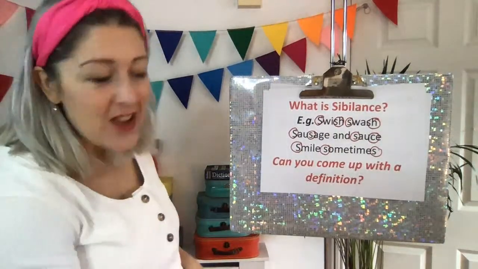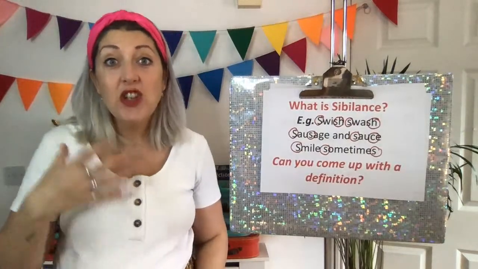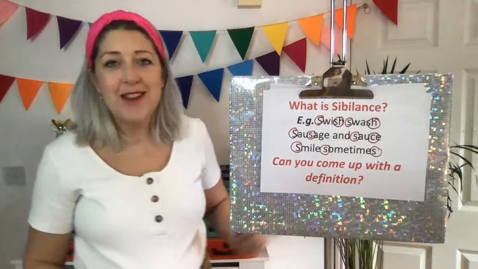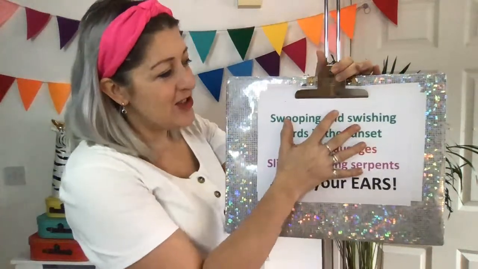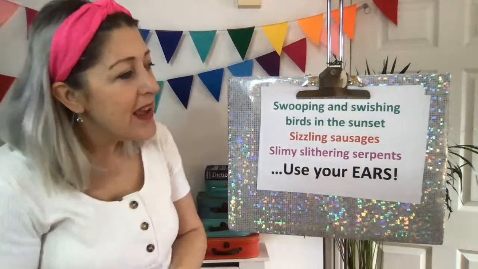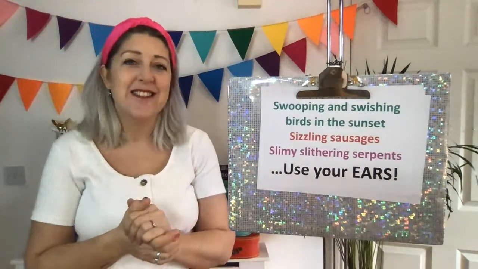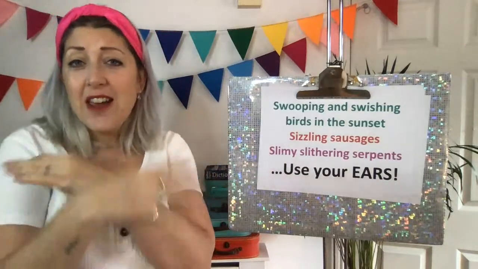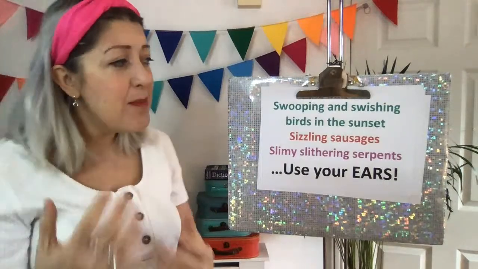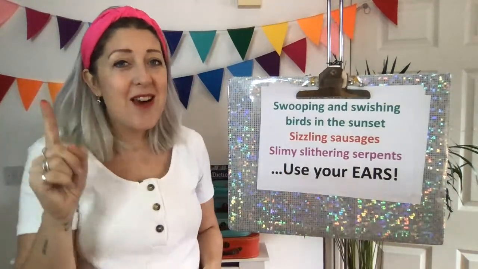Okay, so I'm going to talk you through some more examples and try and explain to you why poets might choose to use sibilance in their work, and why you might choose to use sibilance in your poetry if you do today's challenge task. So, swooping and swishing birds in the sunset. That's a lovely sentence. It describes birds flying around in the sky, and the repetition of that S sound. Use your ears. What does that sound like?